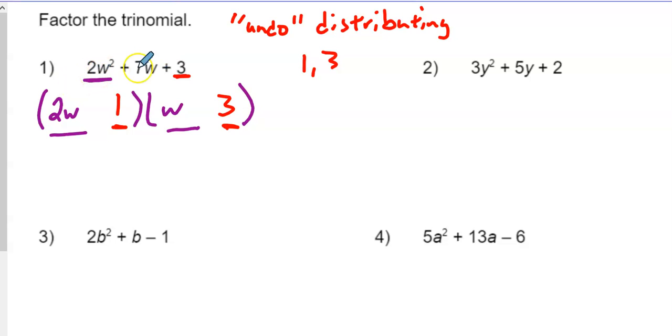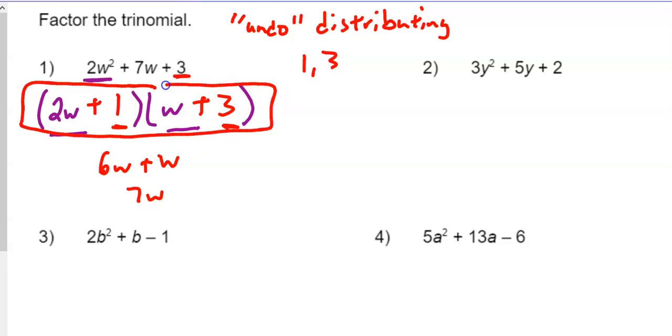So if I distribute here, and these are both positive, we don't have any negatives going on here. If I take 2w times 3, I get 6w. If I take 1w times 1, I get w. Those add together to be 7w. So this is my answer. You can always redistribute and check your answers on these problems every single time.